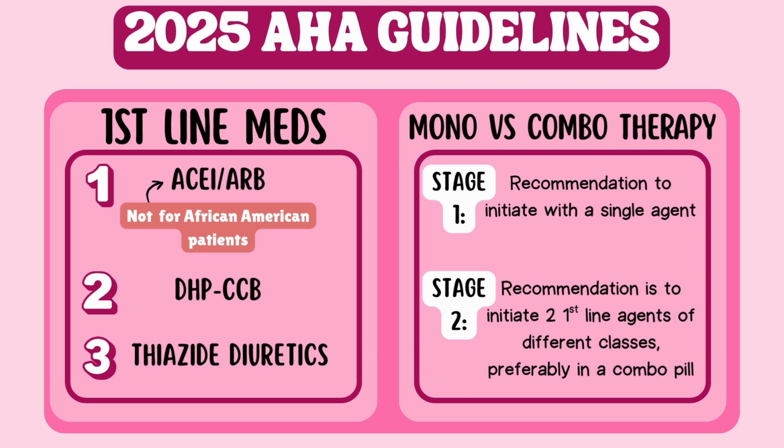First-line medication recommendations for hypertension fall into three categories. The first one being ACE inhibitors or ARBs, which we are not recommending for African American patients due to the increased risk of angioedema. The second ones are DHP calcium channel blockers, and then the third one is thiazide diuretics. For stage 1, the recommendation is to start with a single agent and then titrate accordingly. For stage 2, the recommendation is to start with two first-line agents of different classes. So maybe like an ACE inhibitor and a thiazide diuretic, or an ARB and a calcium channel blocker, preferably in a combo pill in order to prevent pill burden and increase the patient's adherence to the medication regimen.